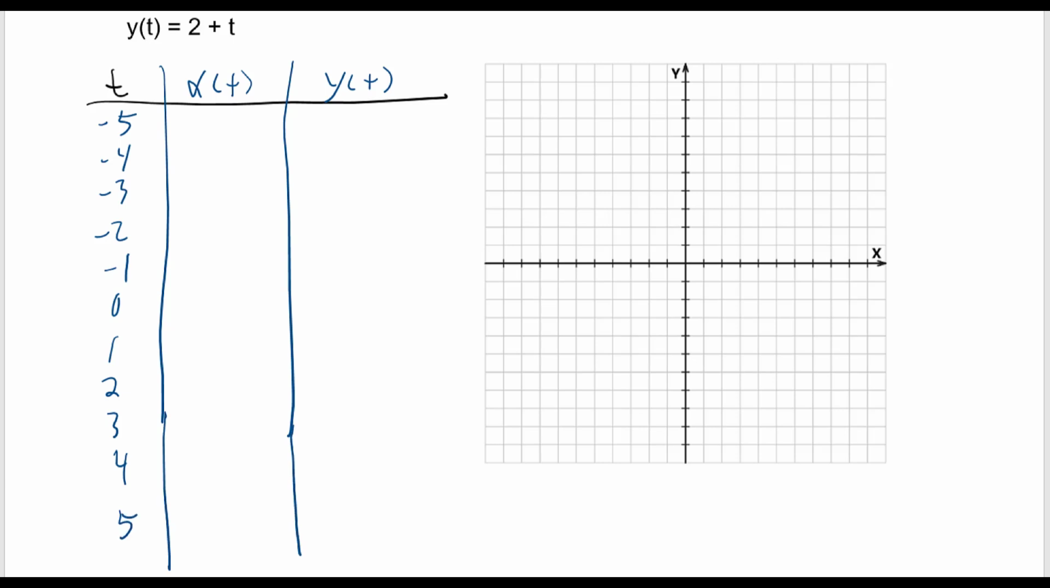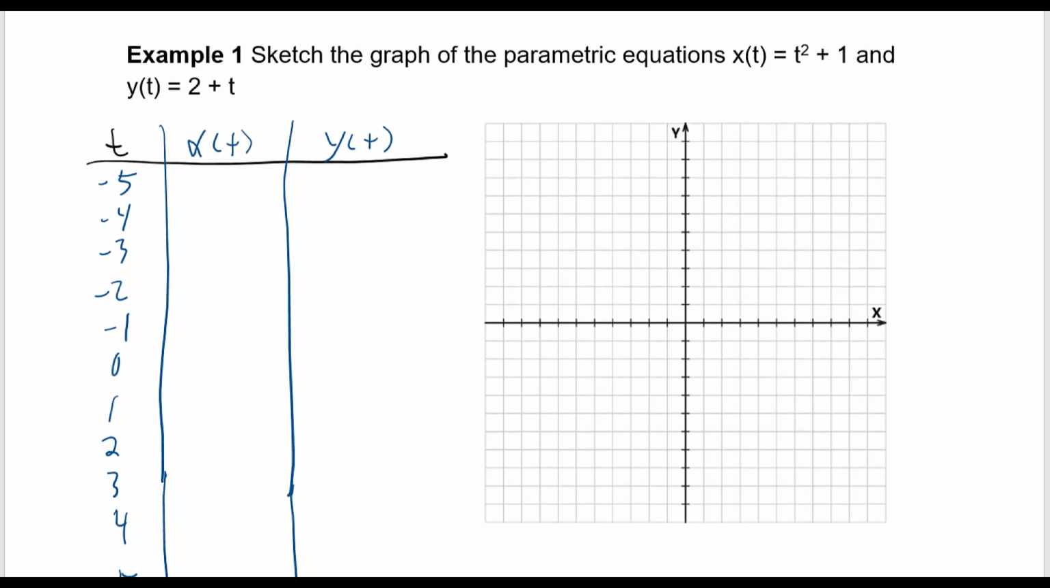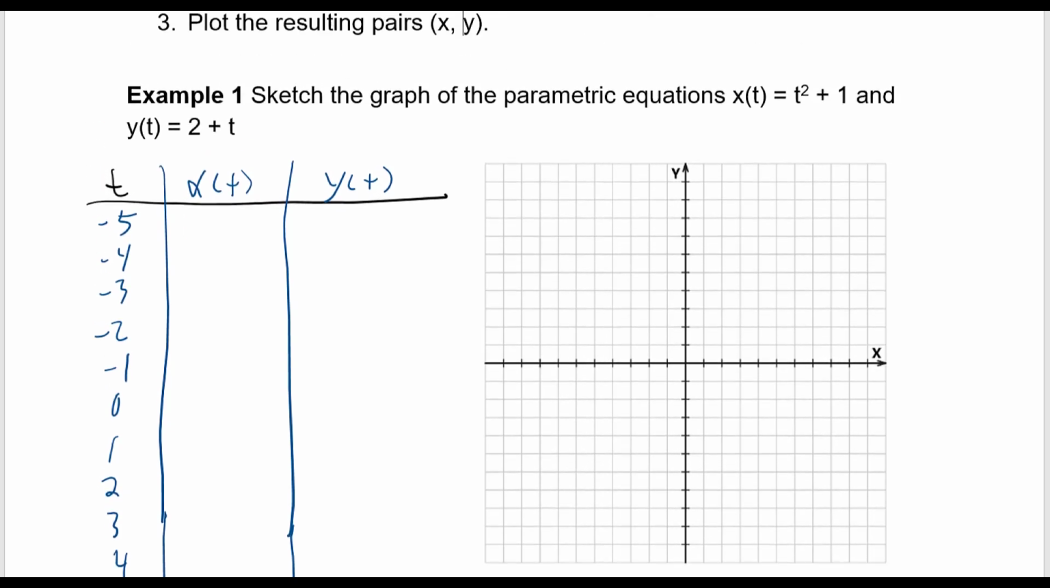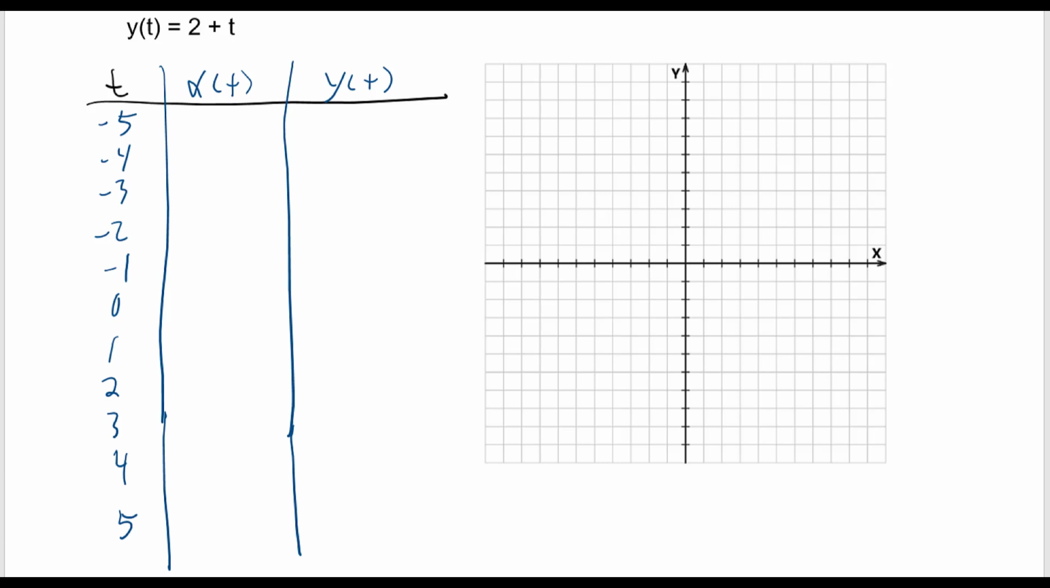So our x of t is t squared plus 1, so -5 squared plus 1. -5 squared is 25, plus 1 is 26. And then 2 plus t, so -5 plus 2 is -3. So it's going to be outside this graph. This line goes up to, I think it's 1, 2, 3, 4, 5, 6, 7, 8, 9, 10, 11.